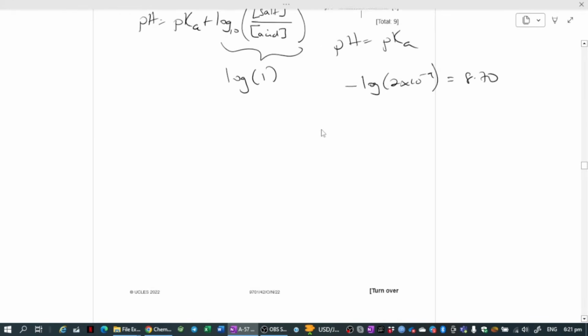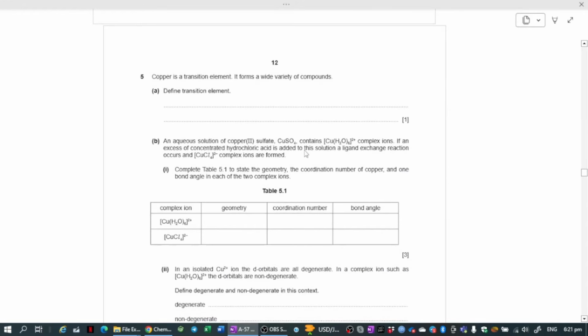Right, so now moving on to question number 5, which is concerned with transition elements. So copper is a transition element. It forms a wide variety of compounds.